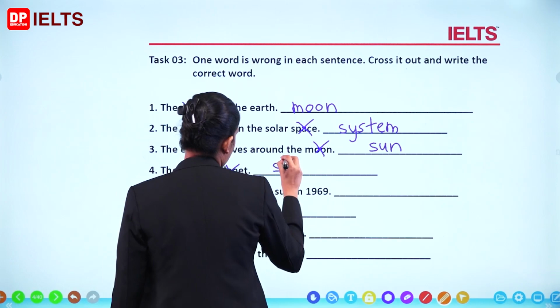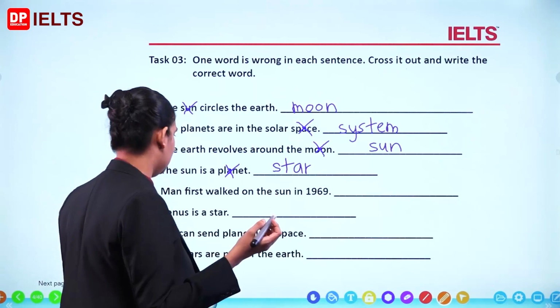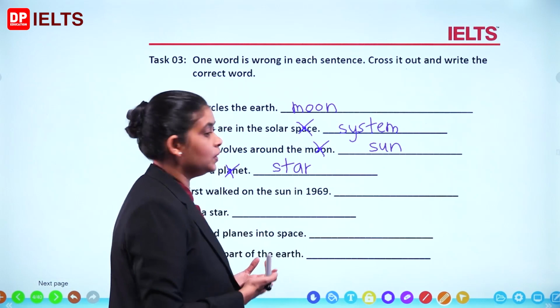Man first walked on the sun in 1969. I don't know, right? So I would not be able to say that. But we can go on Google and just see these questions.